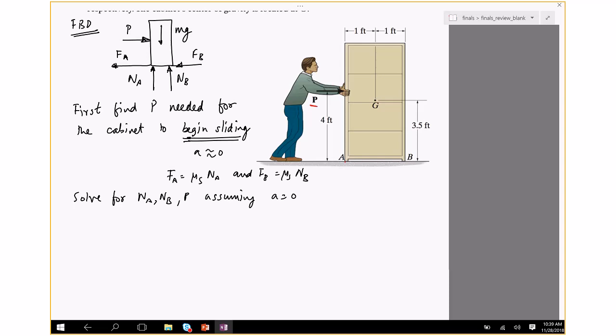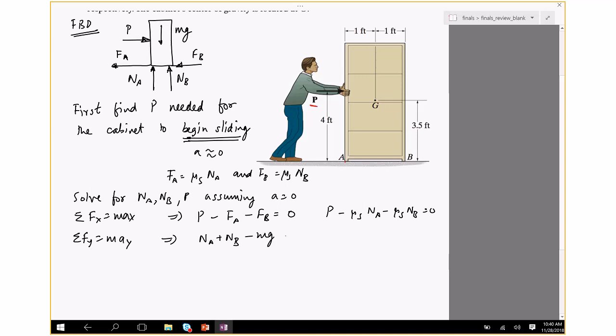So let's use Fx equals max. That gives me P minus friction force at A minus friction force at B equals 0, because acceleration is 0. So P minus mu s NA minus mu s NB equals 0. That's the first equation. The second equation is Fy equals may. That gives me NA plus NB acting upwards minus Mg equals 0.